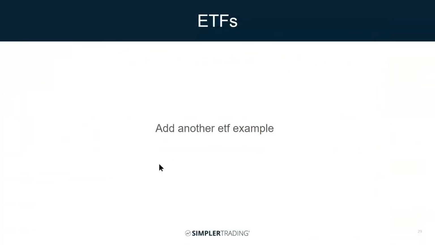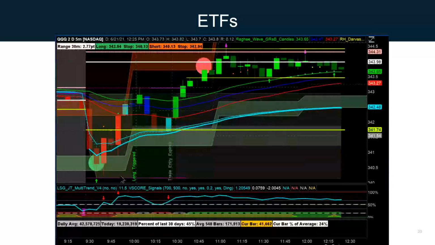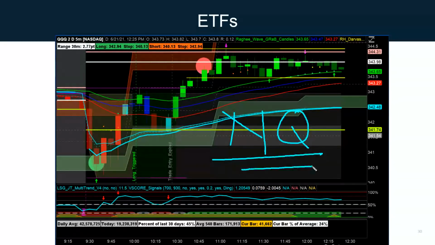Okay, so let's take a couple more ETF examples. In this situation, we're taking a look at the QQQ. Now we're going back to the NASDAQ, the NQ. Think about the tie-in. But what else can we trade with the NQ other than the QQQ?